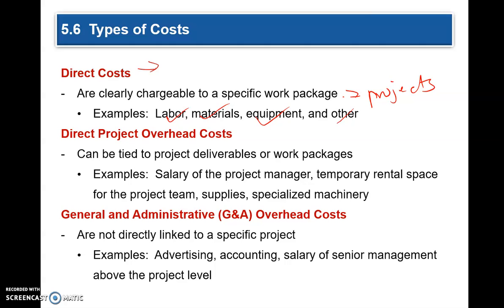Indirect costs basically are costs that are incurred indirectly for the project. For instance, the paper that you use, the pens that you use, the washcloths that you use, these are all indirect costs.